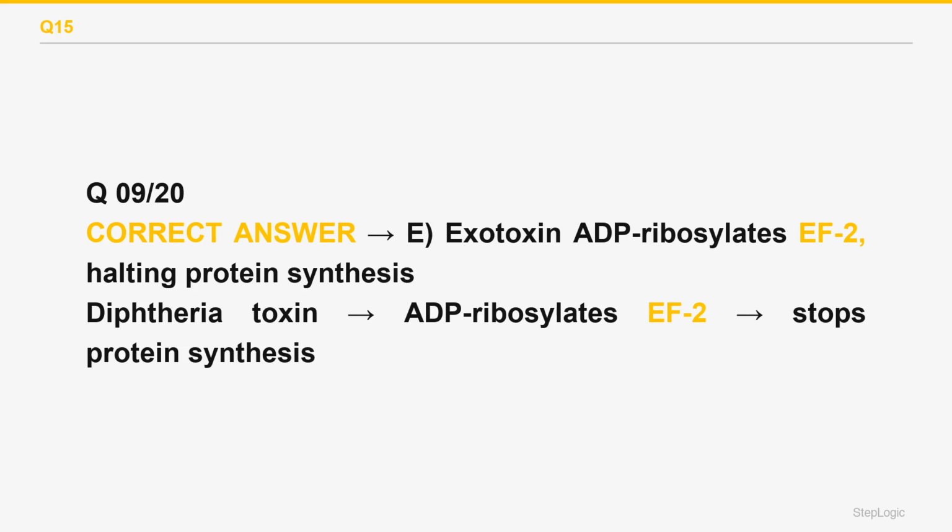This is the same molecular mechanism as Pseudomonas exotoxin A; both ADP ribosylate EF2. The toxin gene is carried by a lysogenic bacteriophage. The pseudomembrane, bull neck, and toxin-mediated myocarditis and neuropathy are the hallmarks. Treatment is antitoxin plus antibiotics, and prevention is the toxoid vaccine, the D in DTaP. The EF2 ADP ribosylation, halting protein synthesis, is the toxin mechanism.